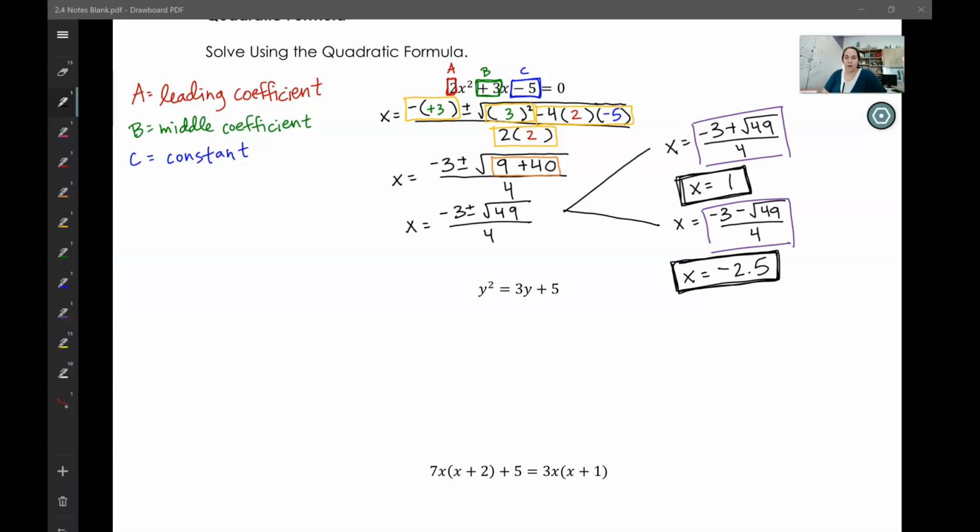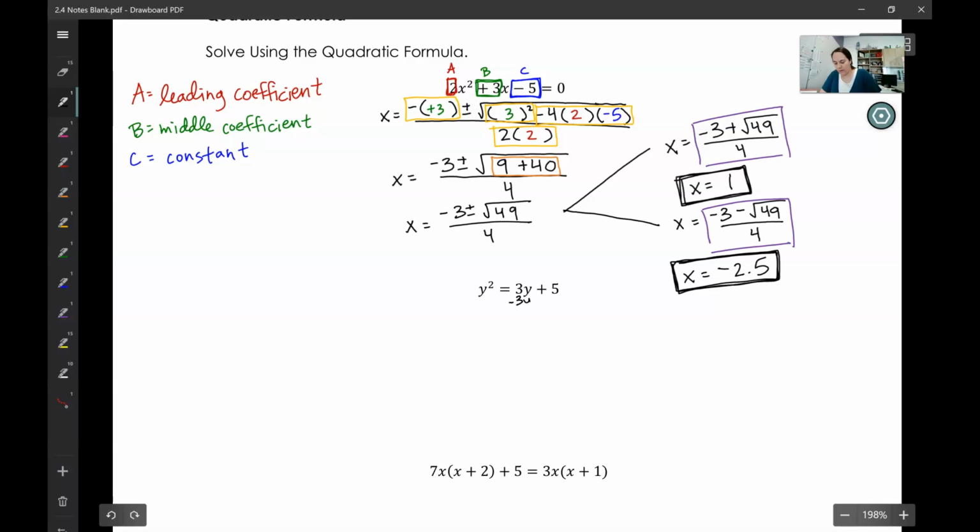Let's try a couple more examples with our quadratic formula. Now, one of the keys for the quadratic formula is it must equal 0 before you can do the quadratic formula, kind of like it was with factoring in the last lesson. So we need to get this equal to 0 first.